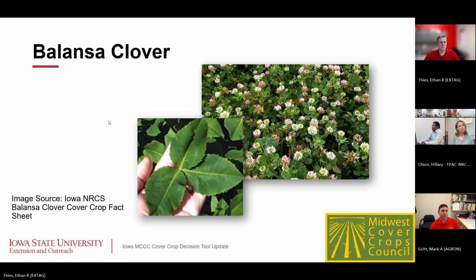So the pink to white flowers of the Balansa clover are more attractive for pollinators. So they are really good for creating a habitat for pollinators to visit the land, so that can help even the cash crop surrounding area for pollination.